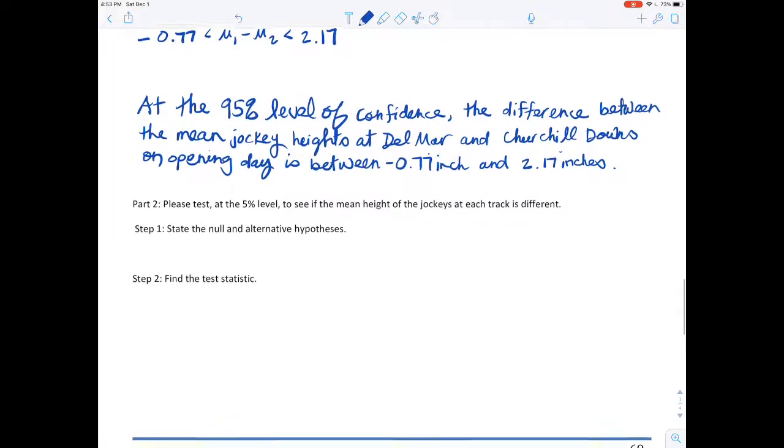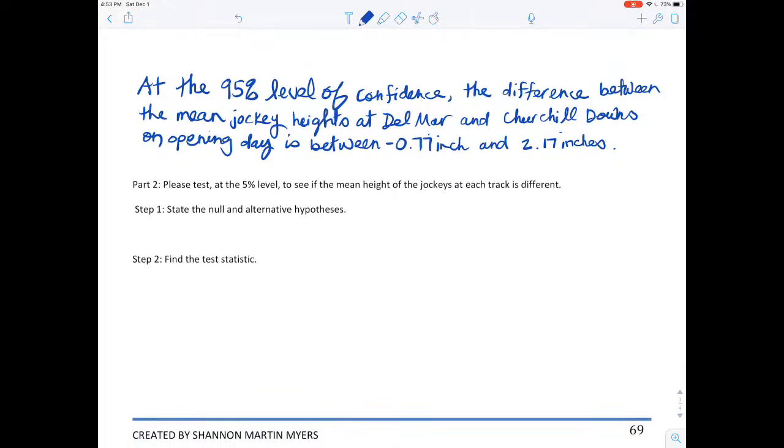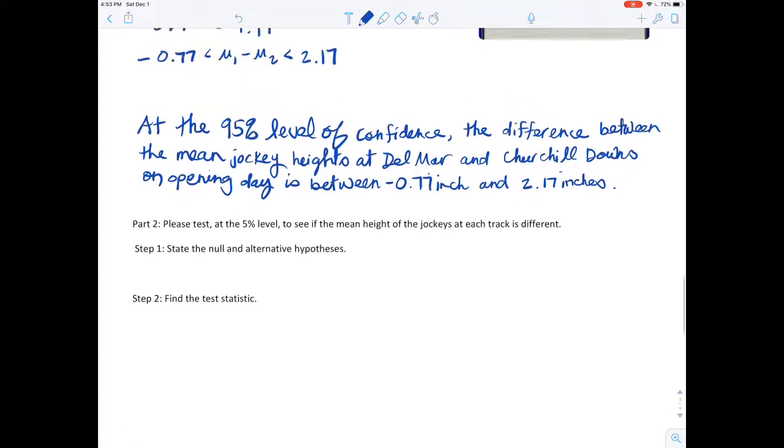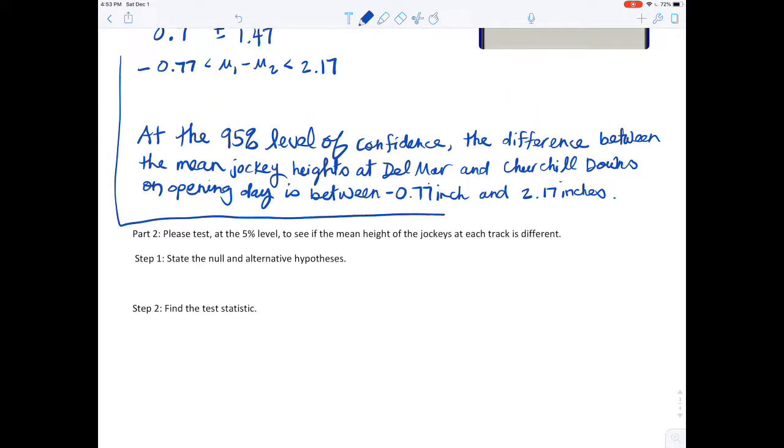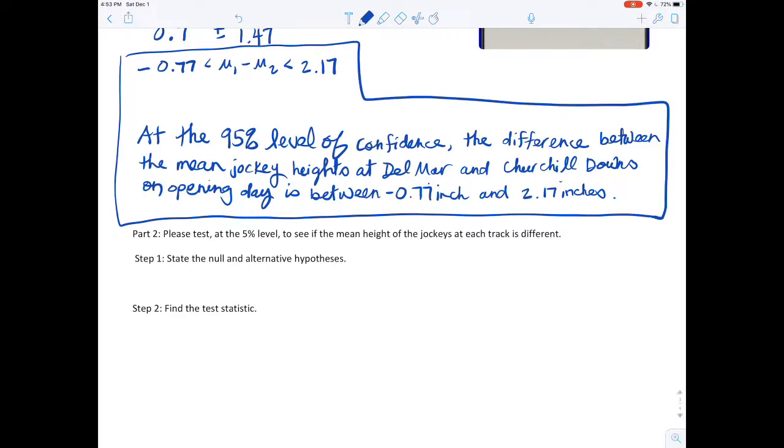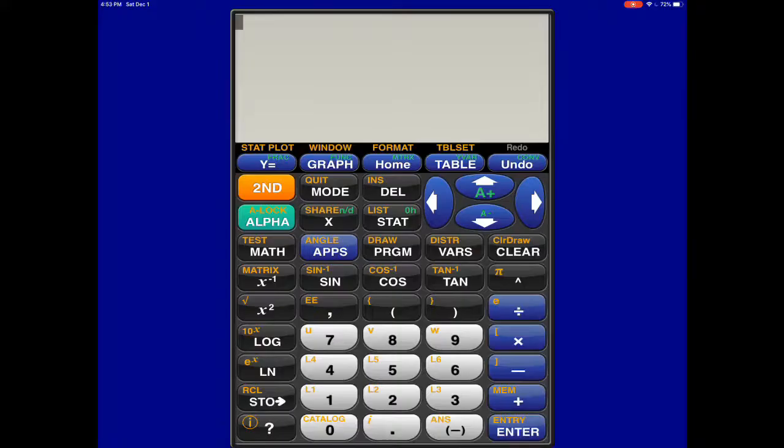So what does that mean? We'll probably fail to reject the null hypothesis for this next one, because this test at the 5% level, as you can see for the confidence interval part, you would say, oh, well, 0 is one of the likely values, and therefore we'll fail to reject the hypothesis that the two means are different.